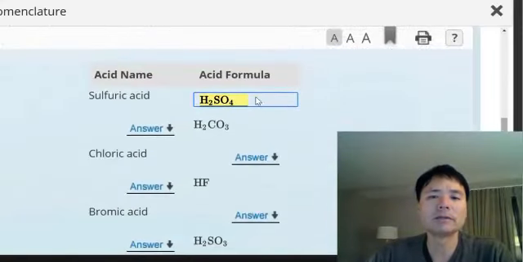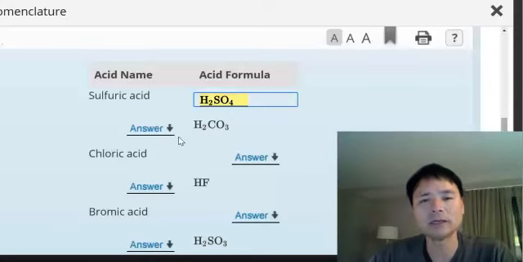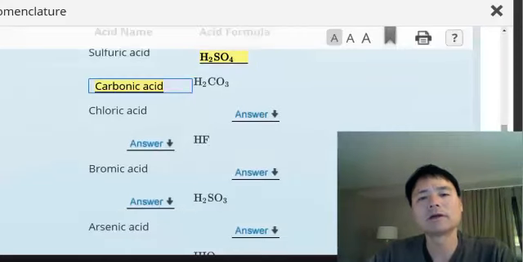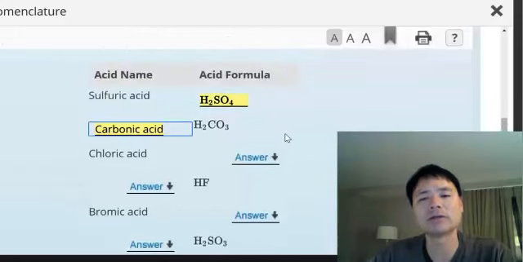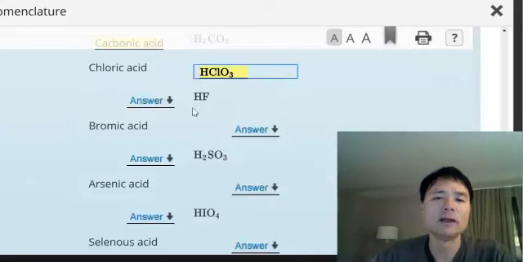I'm going to blow this up a little bit. Okay, when we look at the anion here, the anion's carbonate, or CO3 2 minus. The anion's going to need 2 hydrogen cations, so it's carbonate. Carbonate makes carbonic acid. Chloric acid's got to be chlorate, which is ClO3 minus, and so it's going to be HClO3. Hydrogen's +1, chlorate's -1, so HClO3.